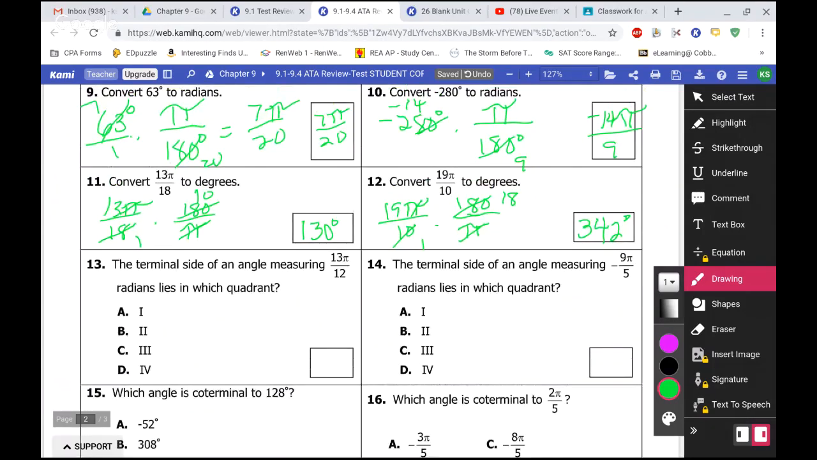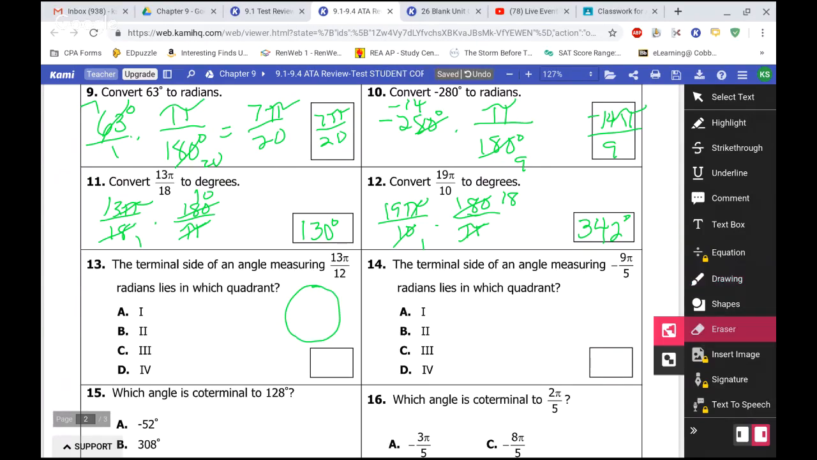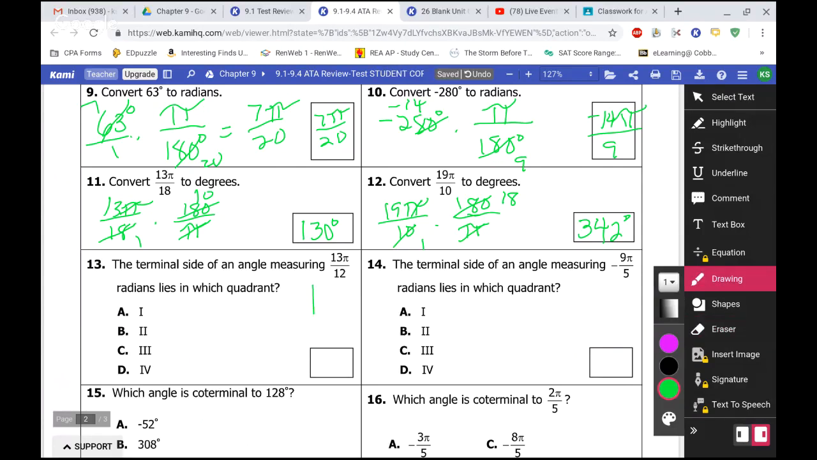The terminal side of an angle measuring 13 pi over 12 radians lies in which quadrant? Okay, now what I have to do is draw my quadrants. My unit circle's kind of circling around that, but I know over here is pi. So see my denominator right there?